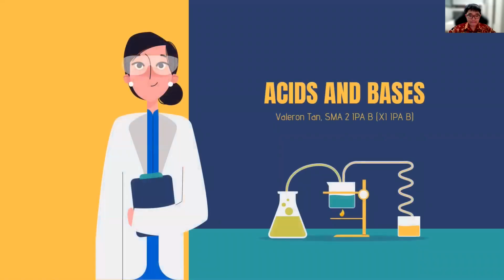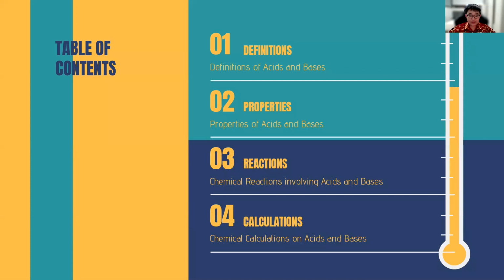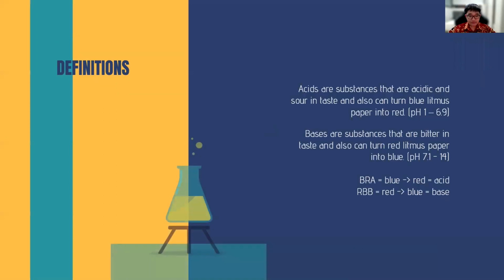Acids and bases. For this, we have the table of contents. For the first part, we have definitions, which is the definitions of acids and bases. For the second part, we have properties, which includes properties of acids and bases. For the third, we have reactions, which revolves around the chemical reactions involving acids and bases. For the last one, we have calculations, which is the chemical calculations on acids and bases.